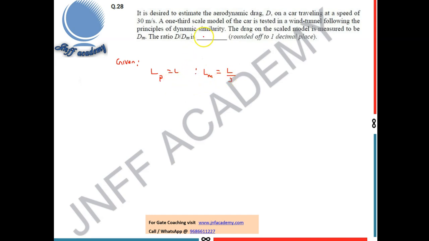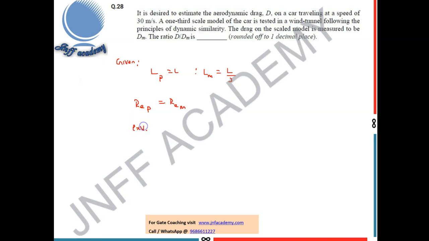Now since they have clearly told that it is tested on the principle of dynamic similarity, the Reynolds number of the prototype and the Reynolds number of the model have to be the same. So Reynolds number of prototype is equal to Reynolds number of model, because it is tested on the principle of dynamic similarity. Okay, so that way if you see, right, what is Reynolds number?